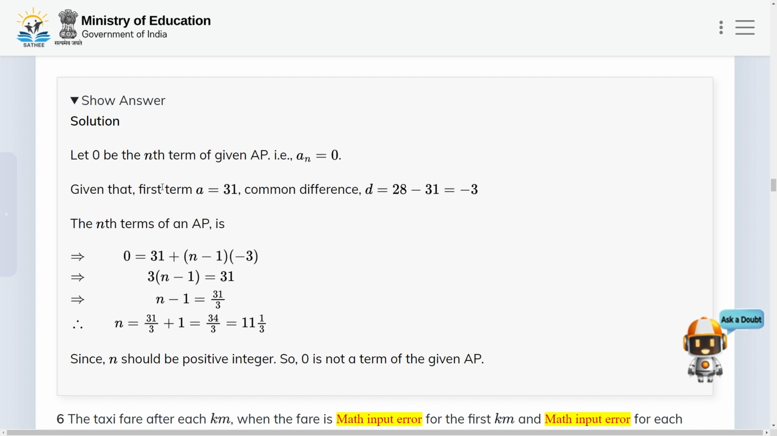And this number n equal to 34 by 3 is not possible, since n should be a positive integer. So here we get a value of n that is not a positive integer, so 0 is not a term of the given AP.